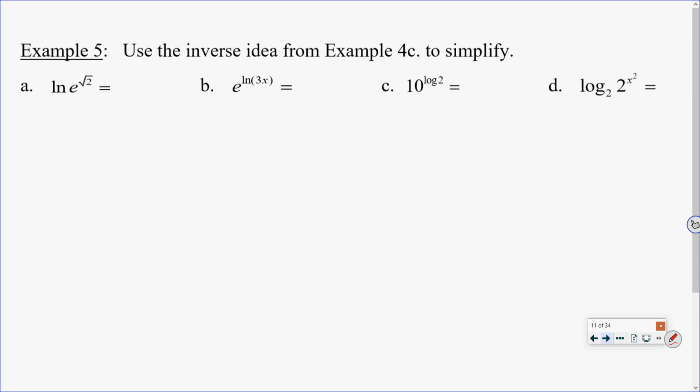Okay, we're going to use that idea just to simplify these. If I have the ln of e to the square root of 2, well, the ln of e just cancels out. They're inverses. B, e to the ln. Again, e to a power of ln, they're inverses of each other. They just cancel out. My answer is just 3x. C, I have 10 to the, no, there is no base here, so we'd say that's base 10. So I have 10 to the log base 10 of 2. Again, 10 to a power of a log base 10, they're inverses of each other. That would just be 2. D, log base 2 of 2 to the x squared. Again, log base 2 and 2 to a power are inverses of each other. They just cancel out. That comes out to be x squared.